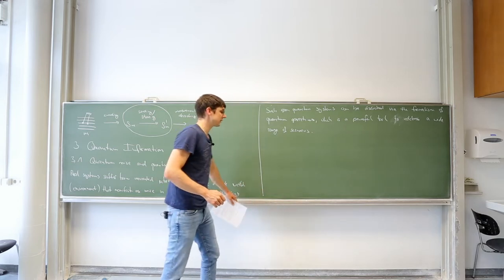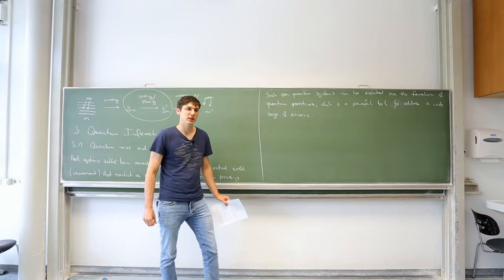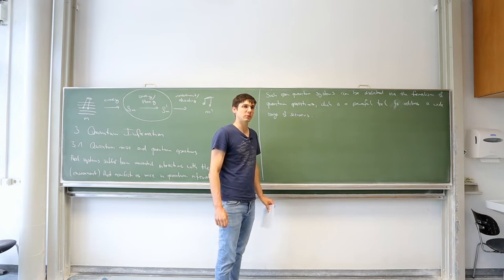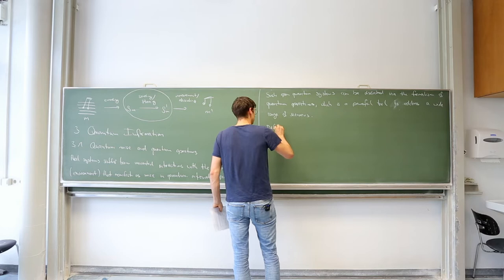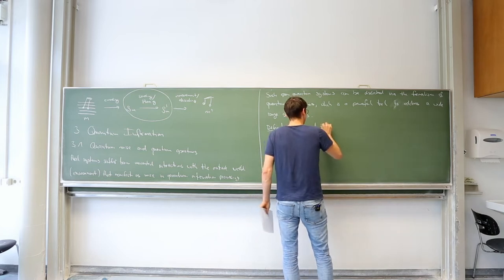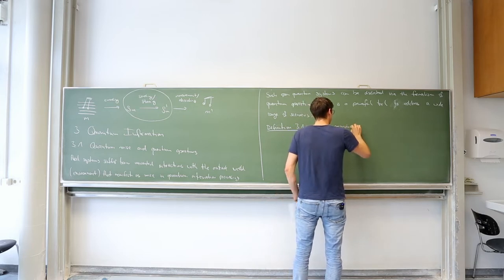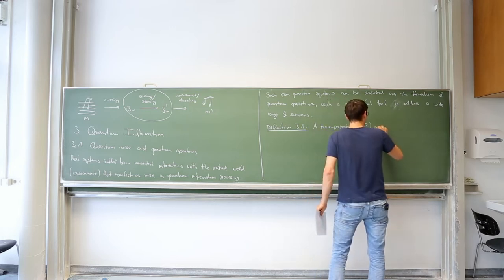Let's now first define a quantum operation. The first definition, a particular definition, is the definition of a trace-preserving quantum operation. It simply defines an operation as trace-preserving, as it says, meaning that we map density operators to density operators. So it's definition 3.1. A trace-preserving quantum operation, usually abbreviated by TP.